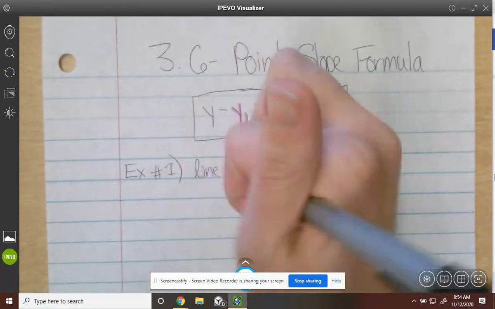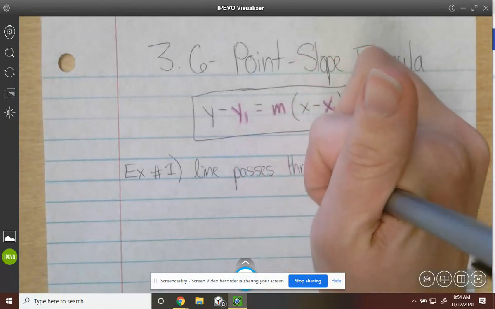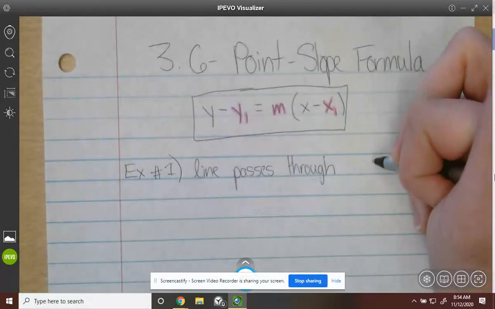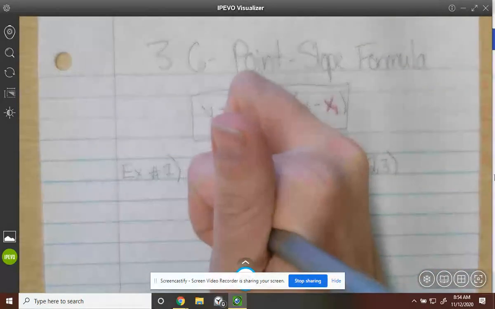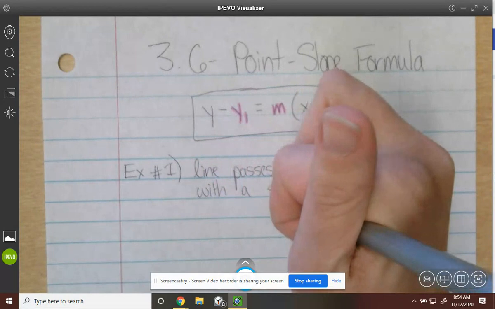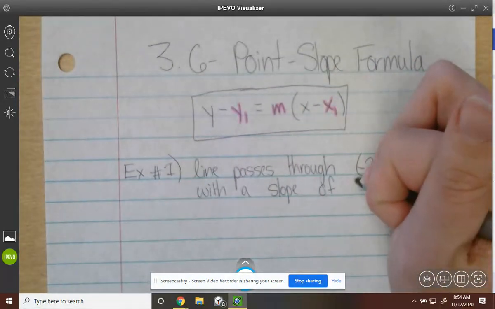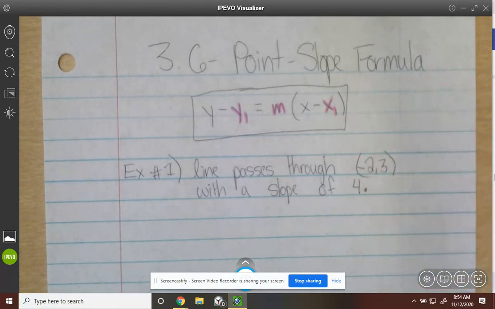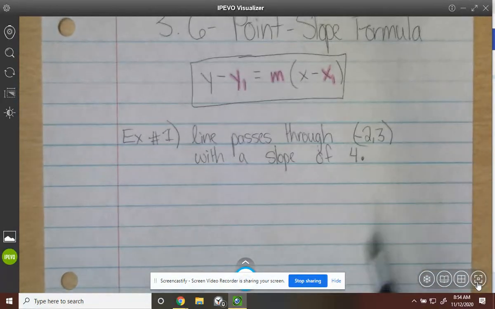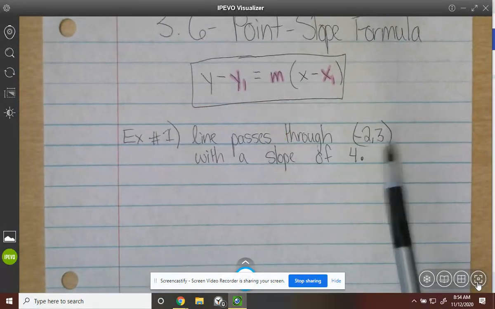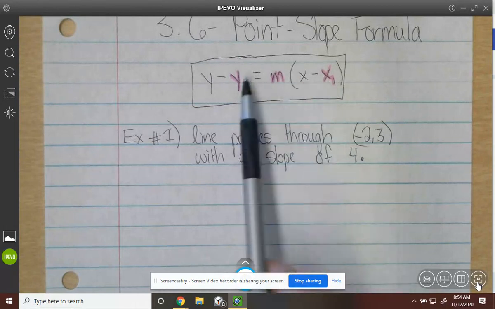A line that passes through (-2, 3) with a slope of 4. Okay, so I know these three numbers, 4, -2, and 3, have to be one of these. So I'm just going to label them.